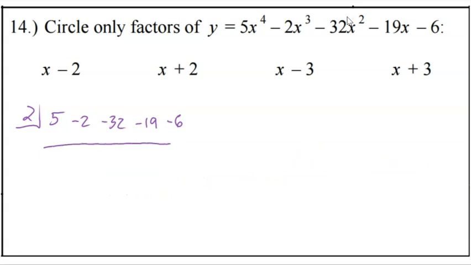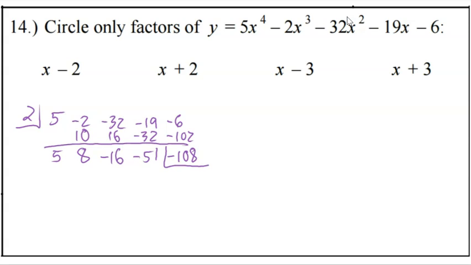All right, so bring down the 5. 5 times 2 is 10. 10 plus negative 2 is 8. 8 times 2 is 16. 16 plus negative 32 is negative 16. Negative 16 times 2 is negative 32. Negative 32 plus negative 19 is negative 51. Negative 51 times 2 is negative 102. And negative 102 plus negative 6 is negative 108.